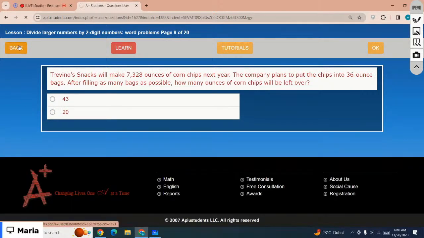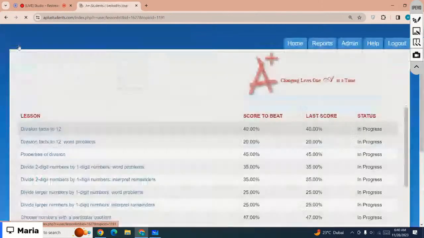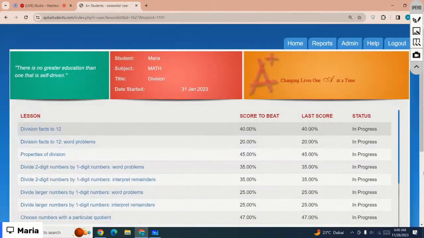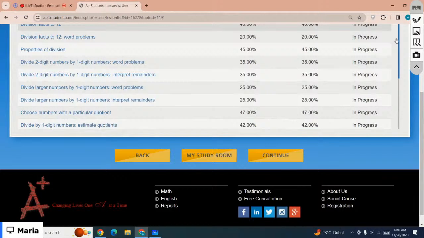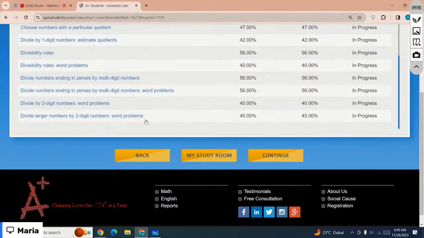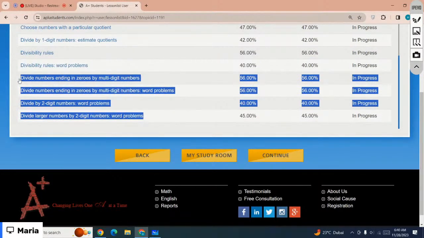So, we were working on grade 4 math. The chapter we were working on is division, and the lessons we have covered today are divide numbers ending in zeros by multi-digit numbers, divide numbers ending in zeros by multi-digit numbers word problems, divide by two-digit numbers word problems, and divide larger numbers by two-digit numbers word problems, right?